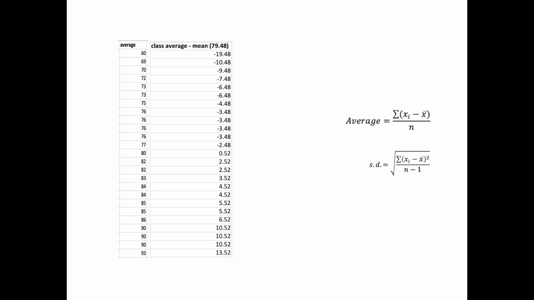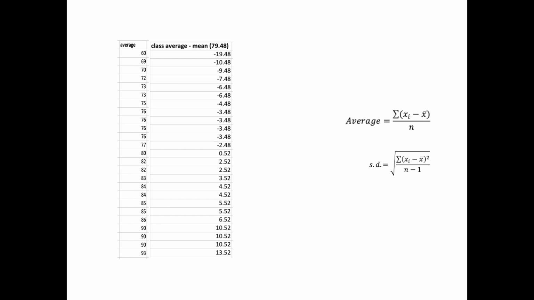Once again, our first step would be to take each one of the values of our average and subtract the mean. In this case, the mean is 79.48. The problem here is that if I subtract the mean from each one of the values and I sum those differences to divide by n, when I sum those values, I get 0.